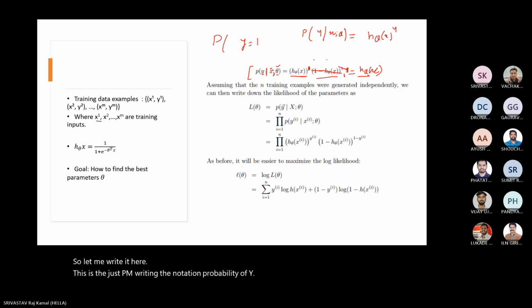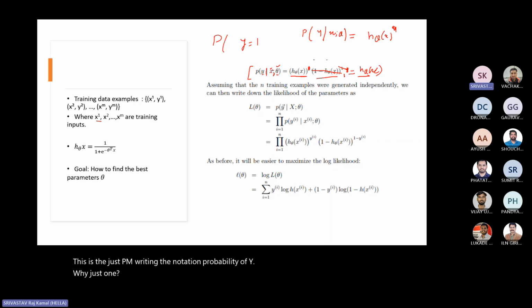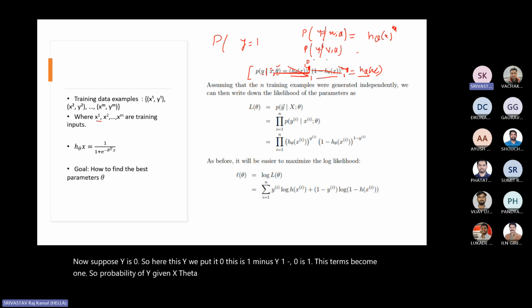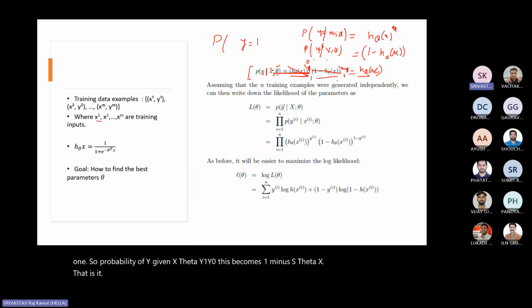y is just h theta x. Now suppose y is 0. So here this y we put as 0. This is 1 minus y, 1 minus 0 is 1. This term becomes 1. So probability of y given x and theta, when y was 1 and when y was 0, this becomes 1 minus h theta x. That is it. Now assuming this, we generate one term which is known as the likelihood of the parameters.